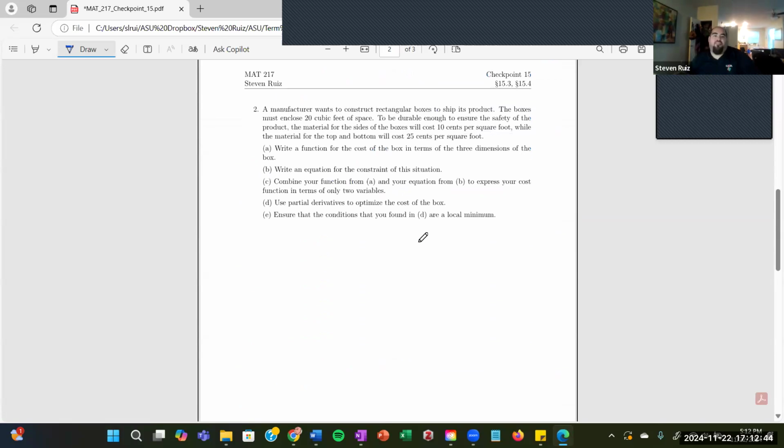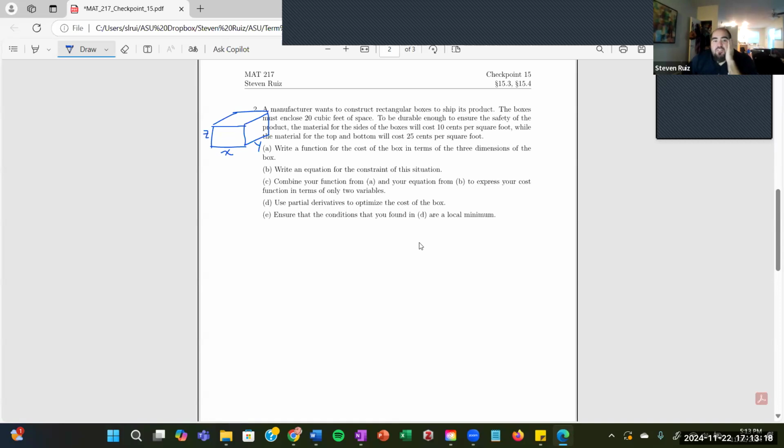All right, so a manufacturer wants to make a rectangular box. So we have an optimization question. The boxes have to enclose 20 cubic feet of space. So I'm going to draw myself a small picture just to organize what's happening here. So a rectangular box, with X, Y, Z dimensions.